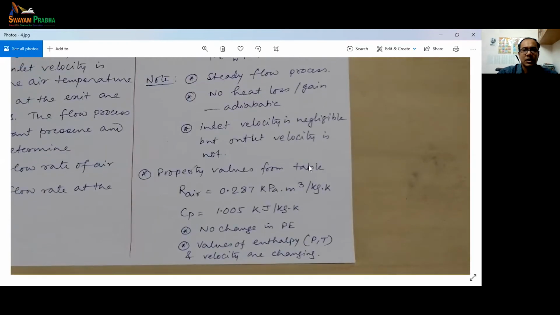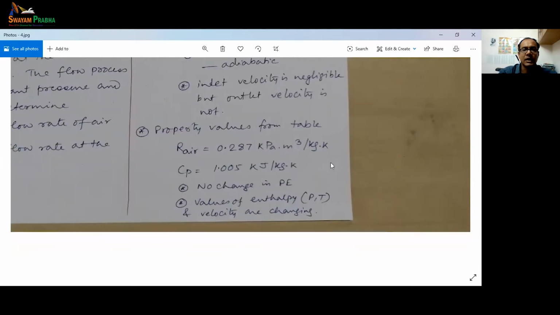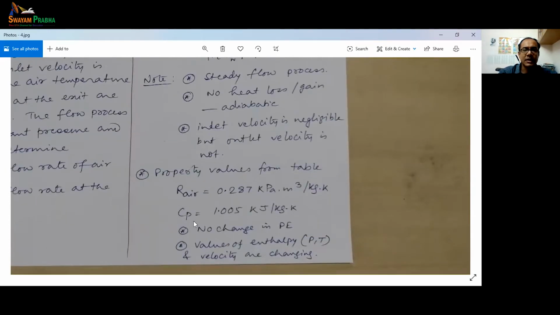So what we require, this is air, so we need to look up the property for air, and you have seen how to do that in earlier tutorials. The first thing is the gas constant for air, which is 0.287 kilopascal meter cube per kg Kelvin, which you can also say kilojoule per kg Kelvin. Kilojoule is the same as kilopascal meter cube. And the specific heat at constant pressure is 1.005 kilojoule per kg K.